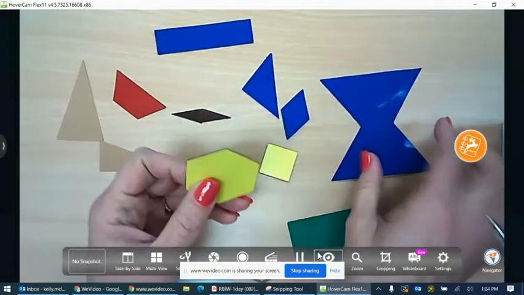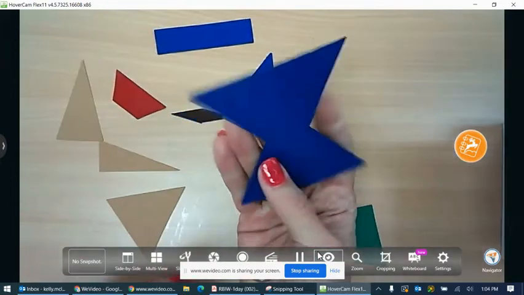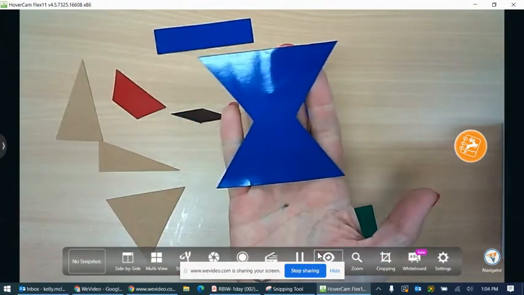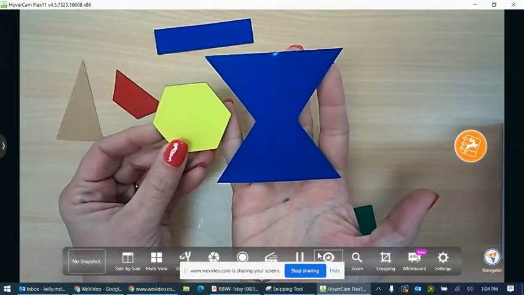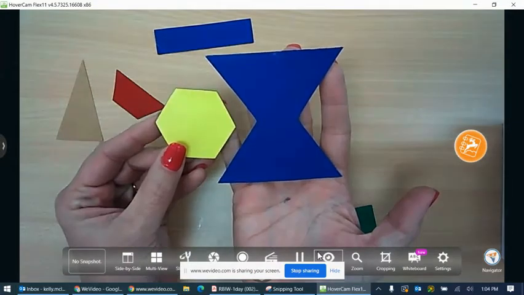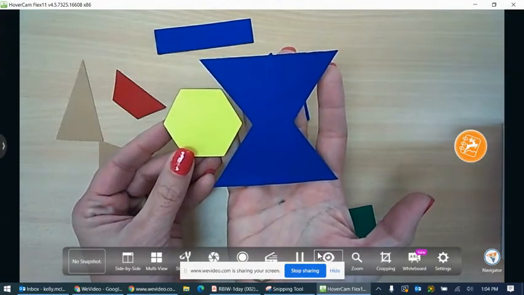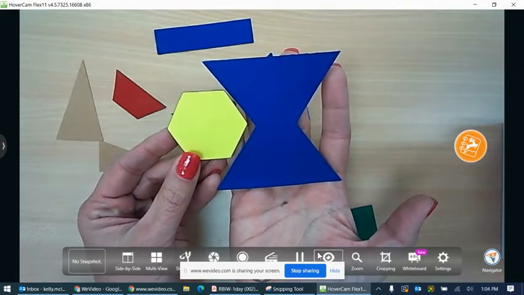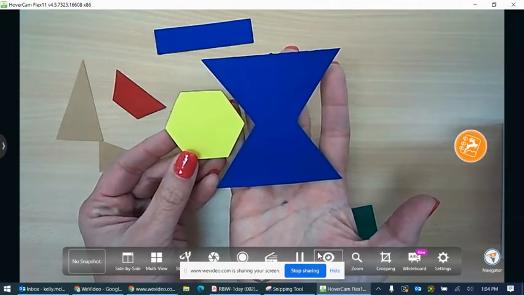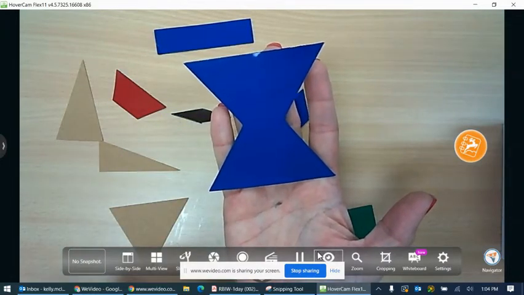When I look at this shape, it looks like what we would know an hourglass to look like. It is also a hexagon, and it looks very different from this yellow hexagon here, because a hexagon has the attributes of 6 sides, 6 vertices, and 6 angles. We would just call this an irregular or a different hexagon.